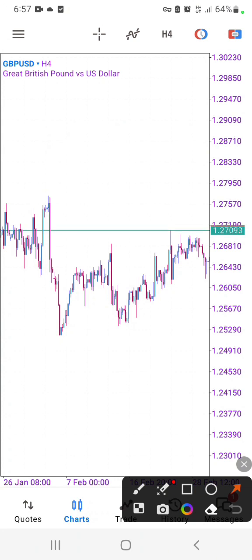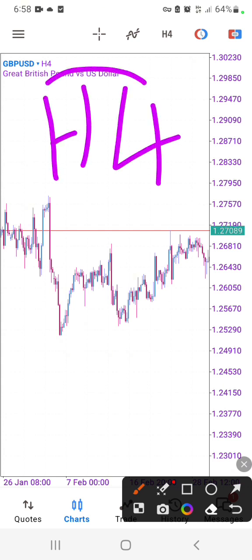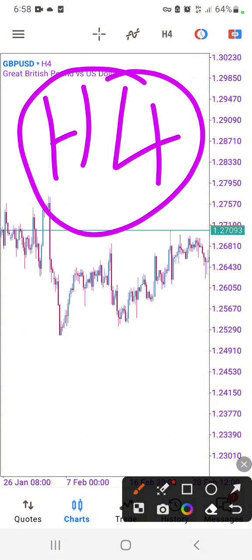So we look for the setup on the low time frame, as we have said, minute 30, minute 15, and then we continue to enter the market by putting our pending orders or by using our market execution. So for our example today, we are going to use H4 as our direction time frame.